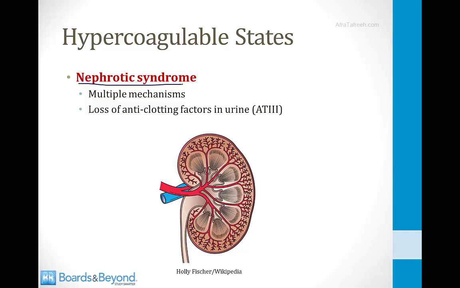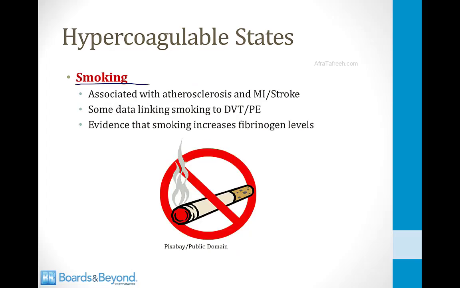The nephrotic syndrome is a well-described hypercoagulable state. There are multiple mechanisms. One of the main ones is loss of anti-clotting factors in the urine, especially antithrombin 3. You probably know that smoking is strongly associated with atherosclerosis and myocardial infarction or stroke. There are also some data linking smoking to increased rates of deep vein thrombosis or pulmonary embolism. The mechanism for this is not completely understood, but there is evidence that smoking increases fibrinogen levels. This may be a contributing factor.